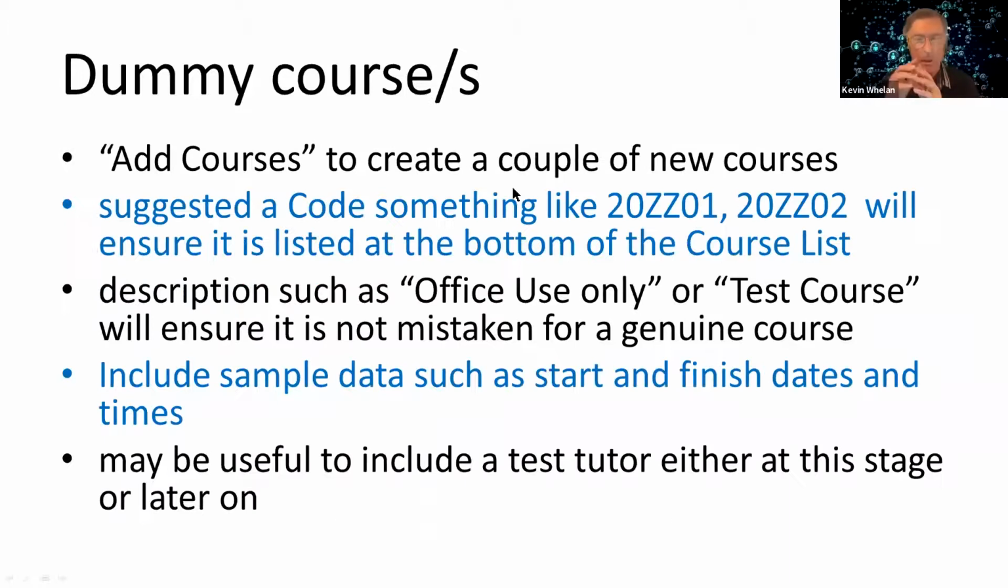Oops. Okay. Dummy courses, similar to the dummy members, you want to make the course pretty obvious that it's not a genuine course in case a member does come across it or stumble across it. You would want to set a code, something like, I've got suggestions such as 20 for the year, which is fairly standard across the system, but then just make it ZZZ or ZZZ01, ZZZ02, whatever you want. And then you will be able to put them all together. They'll all list together in your list of courses.